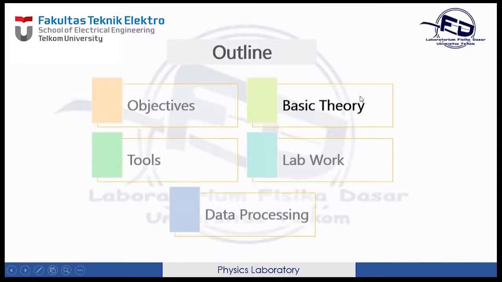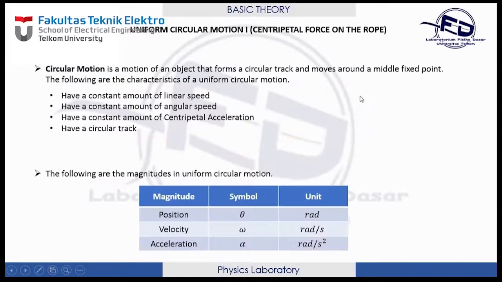Let's go to another outline, which is the basic theory. Circular motion is the motion of an object that forms a circular track and moves around a middle fixed point. The following are the characteristics of a uniform circular motion. First one is have a constant amount of linear speed, have a constant amount of angular speed, have a constant amount of centripetal acceleration, and the last one is have a circular track.